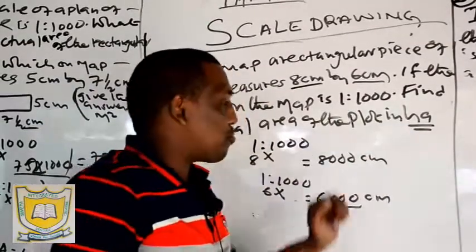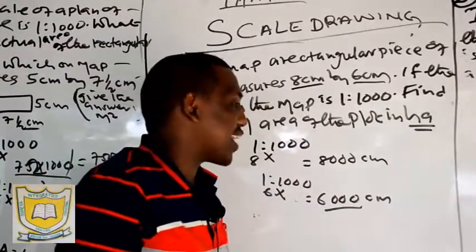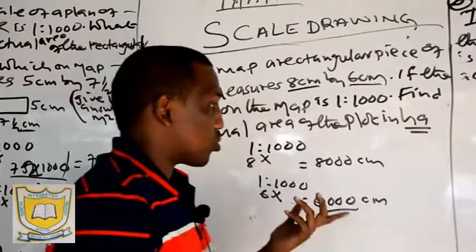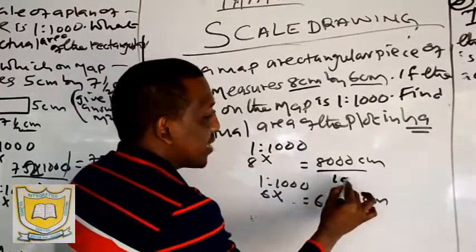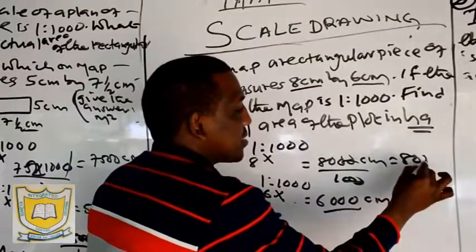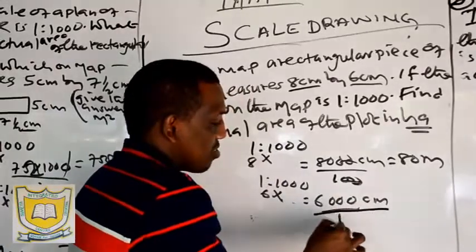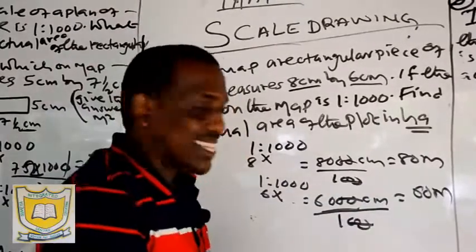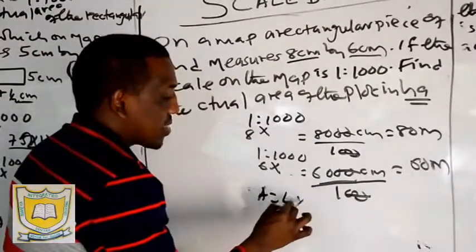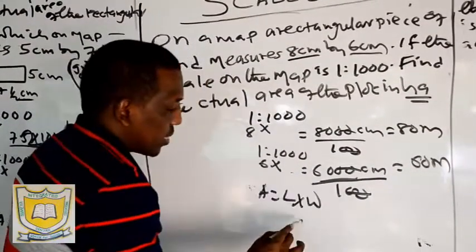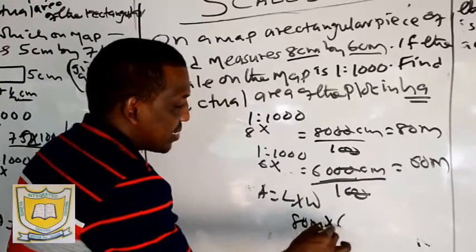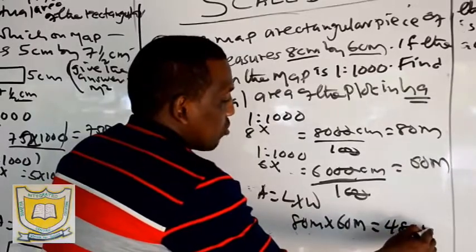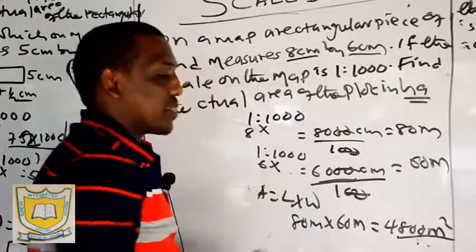You are told in hectares. The easy way, before you change into hectares directly, you first change the length into meters, you change the width into meters, because we know 1 hectare is equal to 10,000 meters squared. 8,000 divided by 100 is 80 meters. Then the width, cancel, you will get 60 meters. Let us get the area now. Area is equal to length times the breadth of the rectangle. So you say 80 meters times 60 meters, which is equal to 4,800 meters squared.